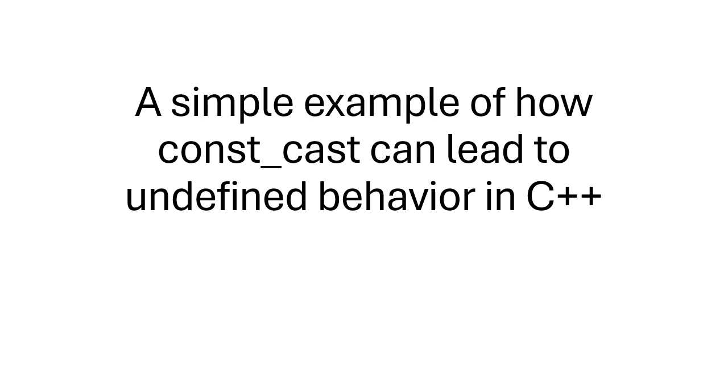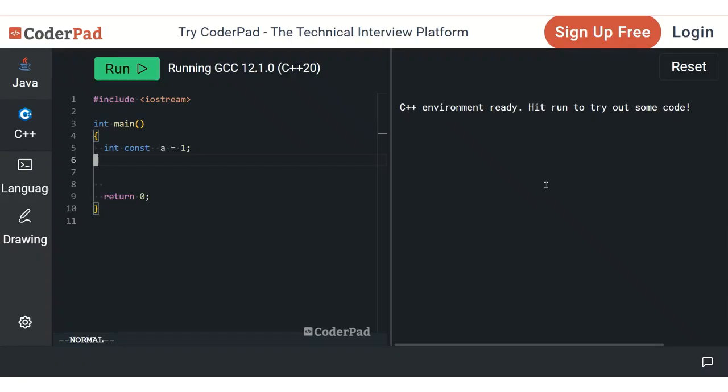Here we'll go through a simple example of how using const_cast in C++ can lead you into undefined behavior if you're not careful. So we'll start out by defining a constant integer a, which we'll set equal to 1. Because of the use of const, this is an immutable value. It can't change for as long as it's in scope, and the compiler will enforce that.